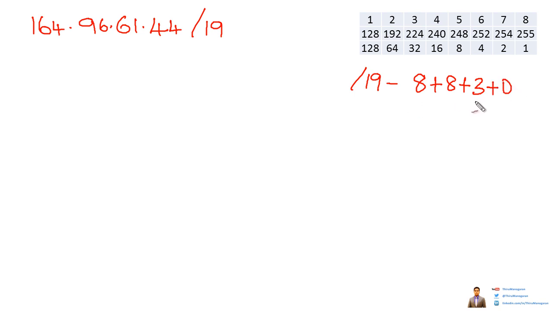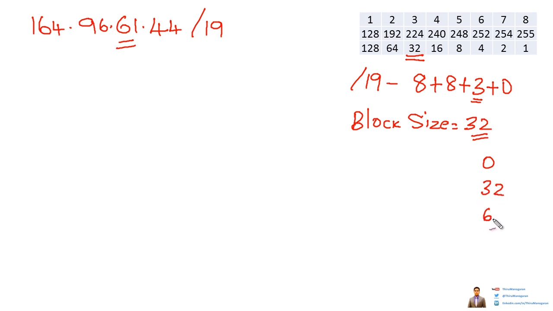So now we are working on the third octet: 1, 2, 3, the third octet here. And what is the block size here? The block size is 32. So how can we write this? 0, 32, 64, and 61 lies in between these.